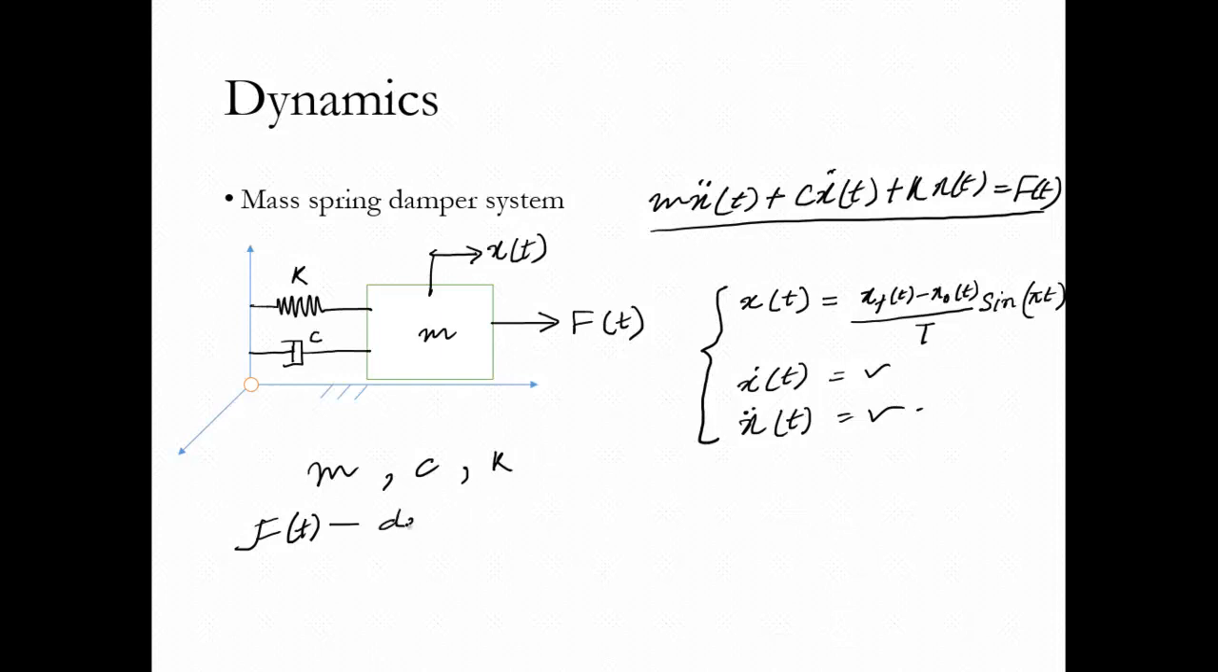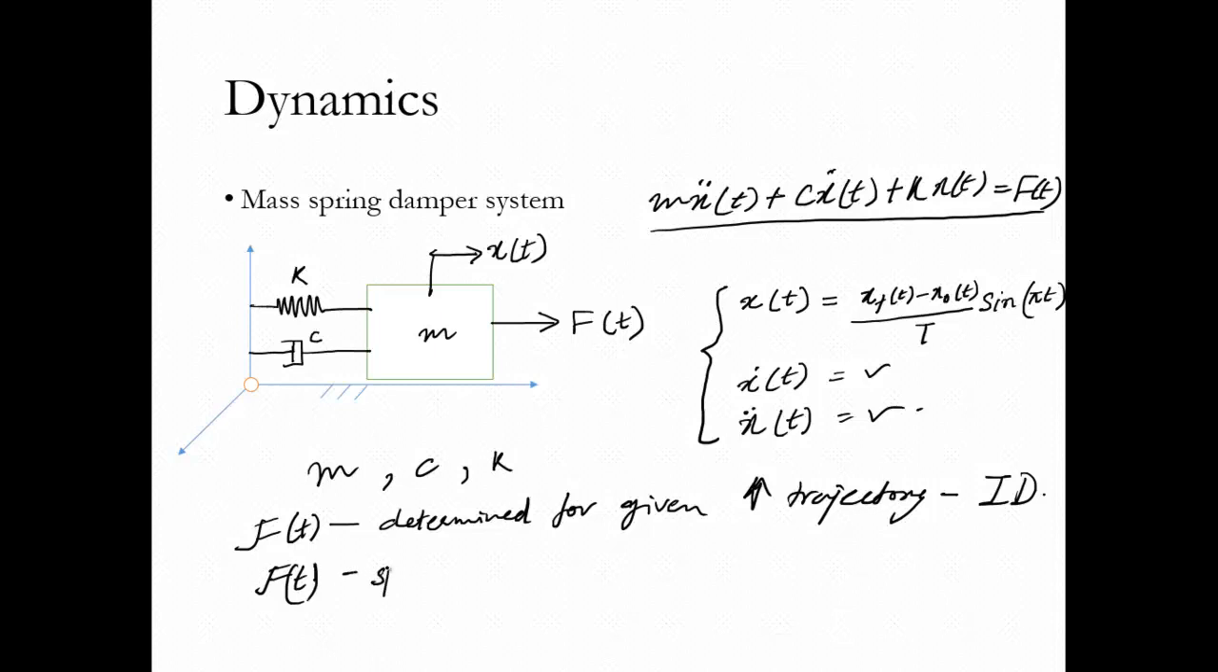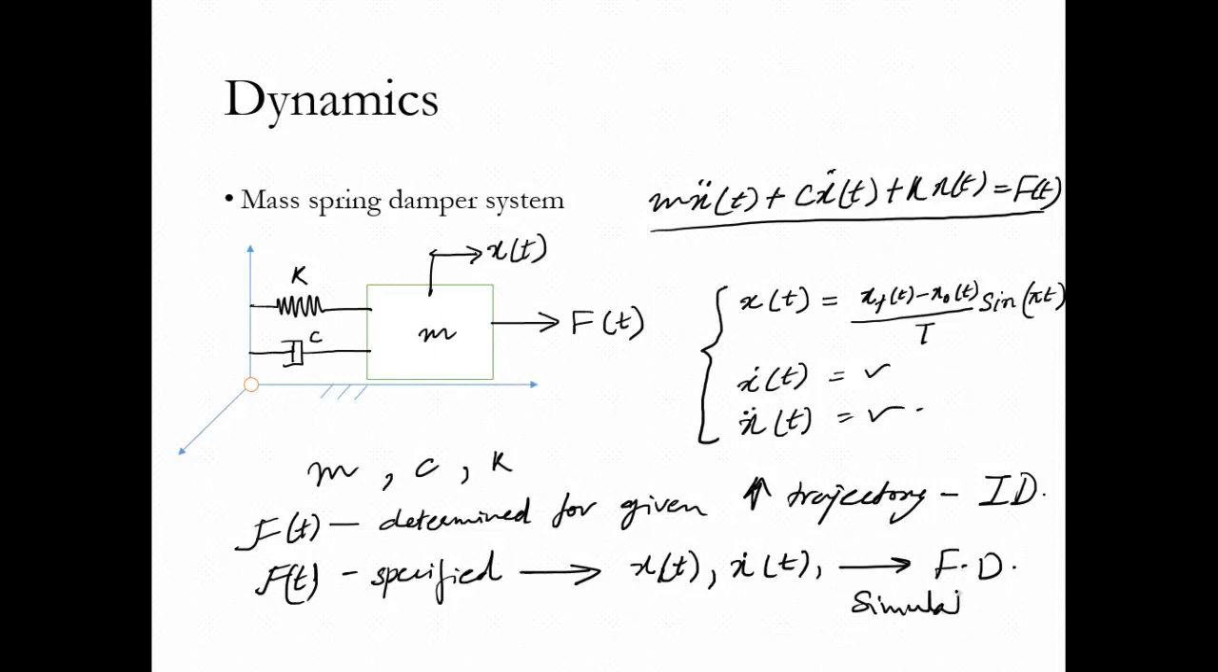So force is determined for a given trajectory. In robotics we call this specifically inverse dynamics, ID. And if we are given the force f of t, specified as a forcing function, maybe again a function of sine or cosine or any other function, and we are supposed to find the trajectory x of t, x dot t, etc., this is known as forward dynamics or simulation.